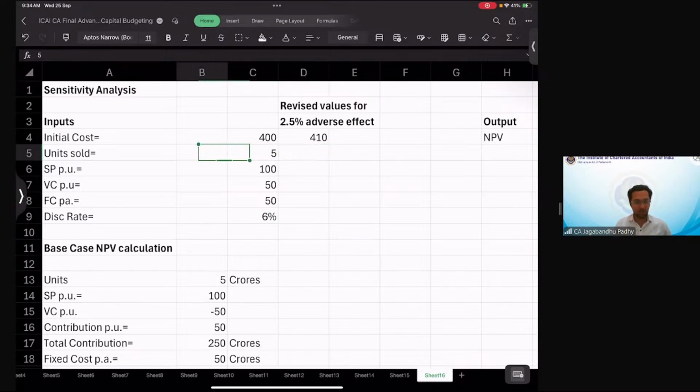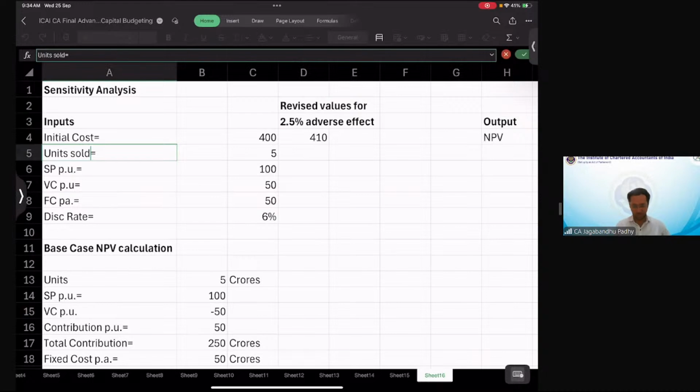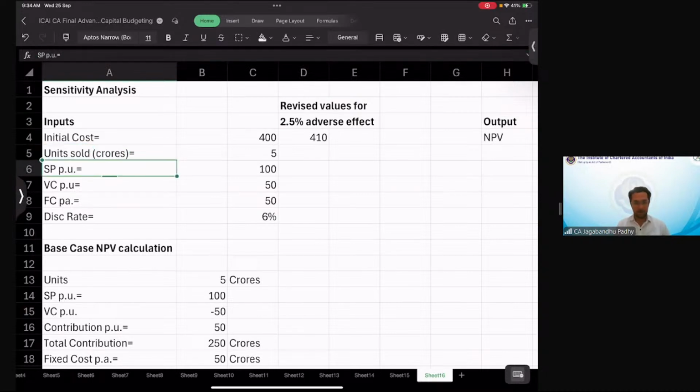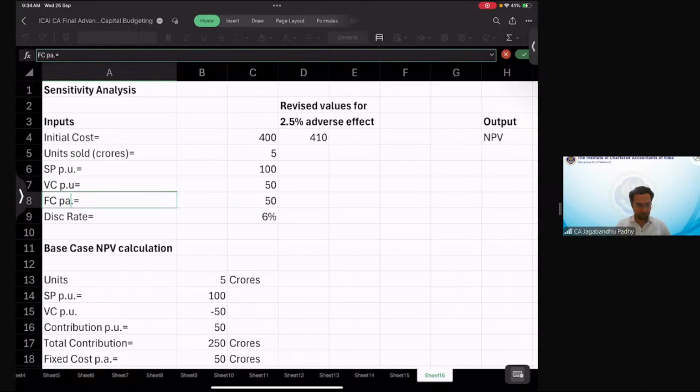What will be the case of units sold? Units sold, 5 crore units are being sold. So what should be the impact? Should it increase or decrease? Tell me.